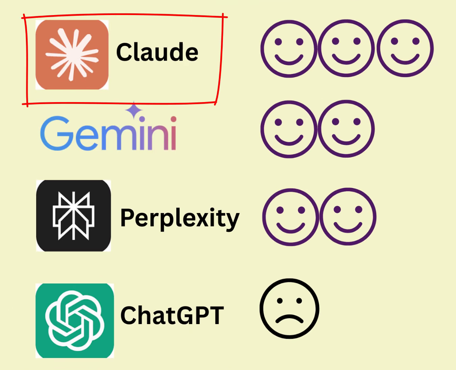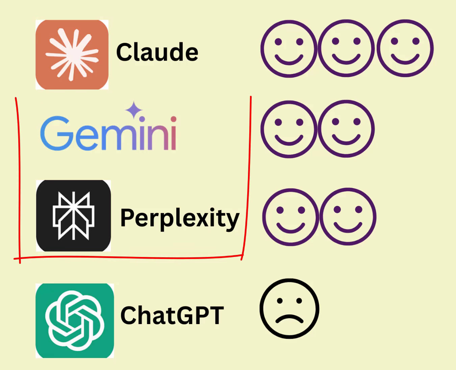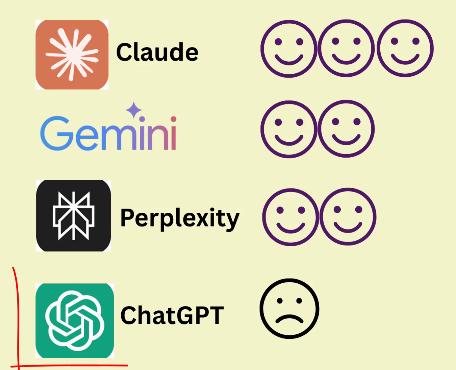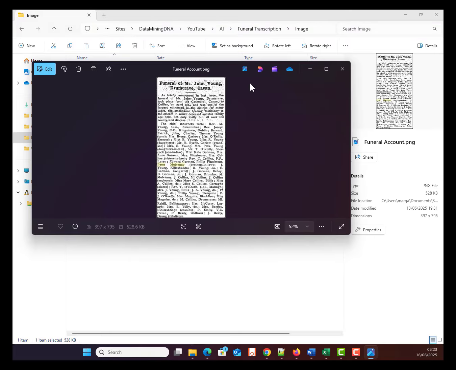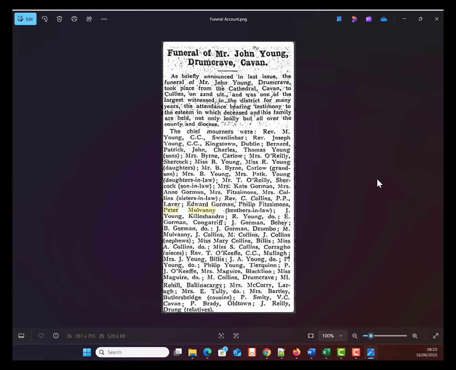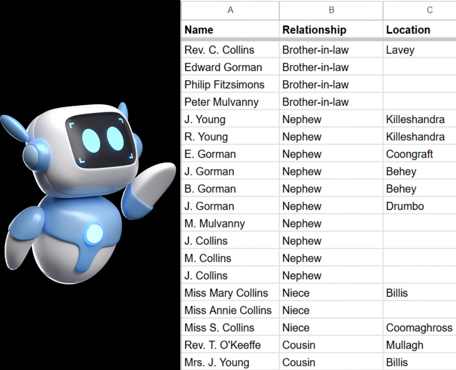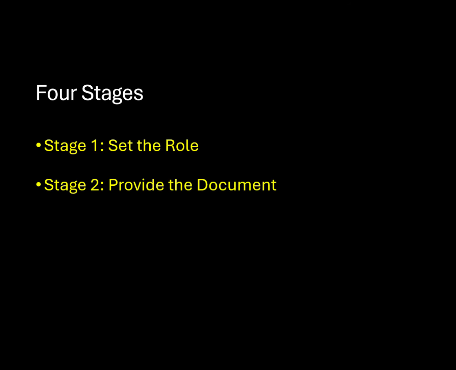I'm going to use Claude, which came out slightly ahead in my testing, but these same prompts work with most of the tools, though I'll show you that free ChatGPT struggled. Here's the funeral account I'm working with, a goldmine of family connections, but as you can see, it's not exactly easy to read. The key is building your prompt step by step. Don't just upload an image and ask for a table of people. That won't work well. You need to guide the AI through 4 specific stages, and I'll show you each one.